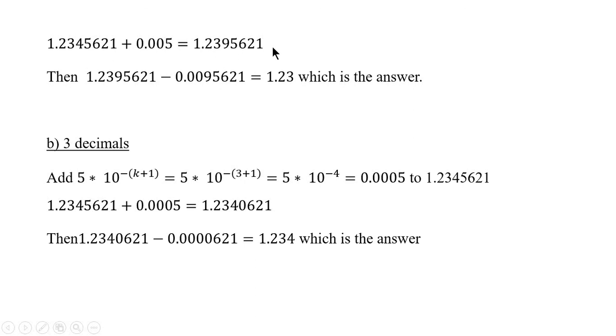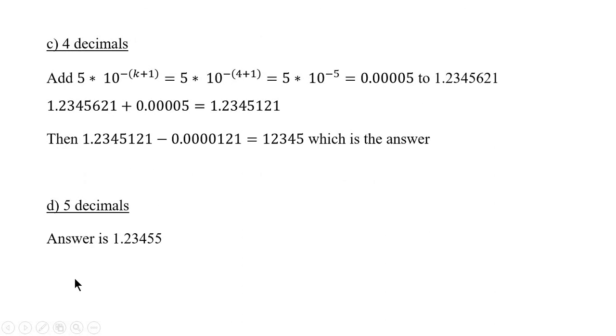Now I am going to chop off the digits. How can you chop off the digit? You have to chop off the digits from k plus 1 digit onwards. You can chop off by subtracting 0.00. K plus 1 means third digit. So from here I have to chop off. Okay, so subtract the number 0.0095621 from our number which we have obtained just now. So you will get the approximated round off value up to 2 digits. This is the answer. You can repeat the steps for 3 decimals, 4 decimals and 5 decimals.